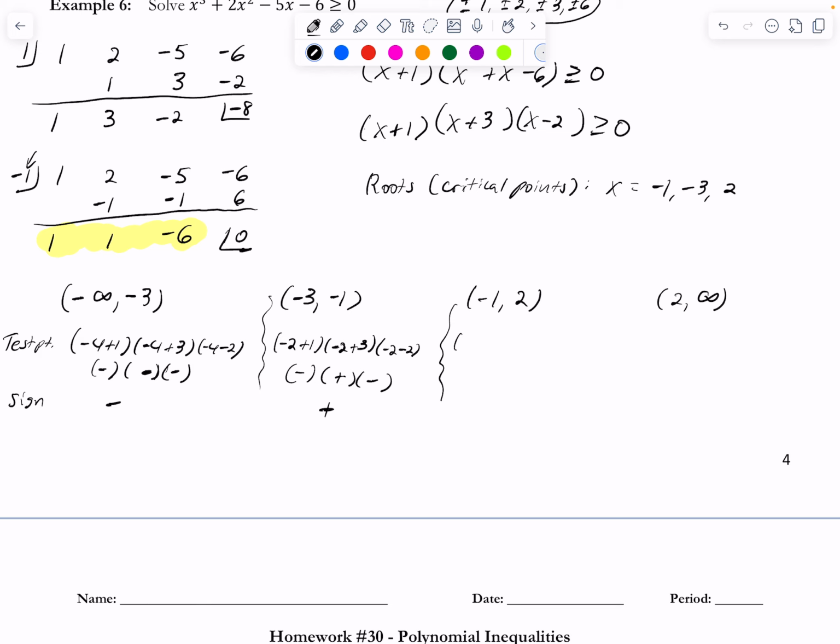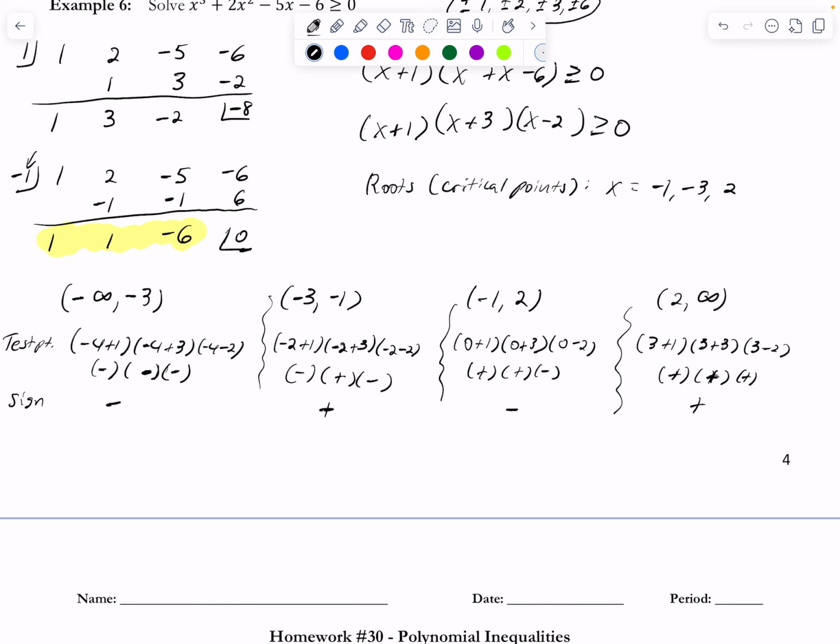0 is in this one, so here's my 0. 0 plus 1, 0 plus 3, 0 minus 2, so that's going to be positive, positive, and negative. That's an odd number of negatives, so that's negative. And last but not least, I'll do +3 here. 3 plus 1, 3 plus 3, 3 minus 2, and I believe that will all be positive. It will, so that's positive.